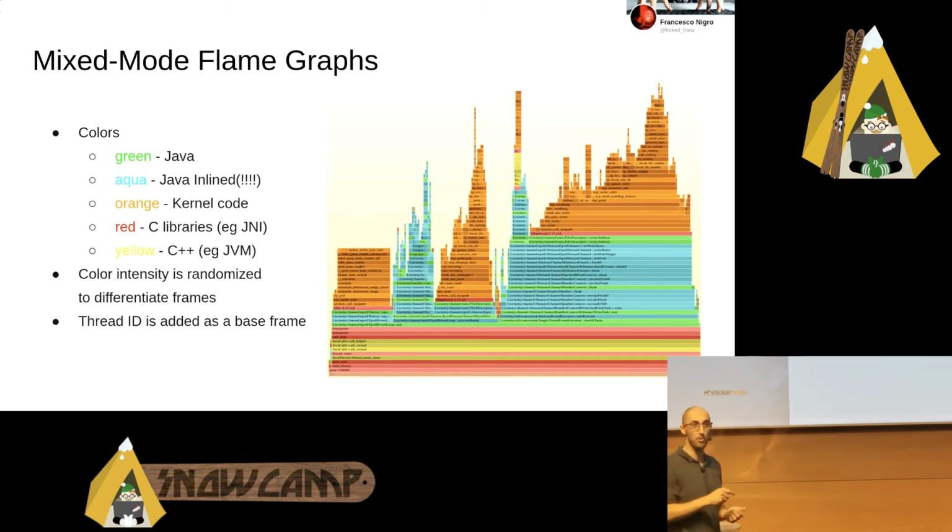Then you have the orange, because even if you don't want to, you have to ask something of the kernel sometimes. It means to manage files or whatever, and then you have that too. And then, the last but not the worst, you have in green normal Java and in aqua Java inlined.